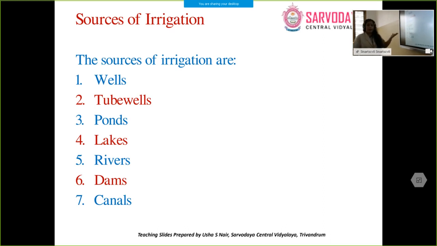Wells, tube wells, ponds, lakes, rivers, dams and canals. So such a question can come: give two sources of irrigation, or name two sources of irrigation. What are the two sources of irrigation? Mainly these questions have been asked like this. Name two sources. Whichever comes to your head, you can write it. This is not that difficult to remember.